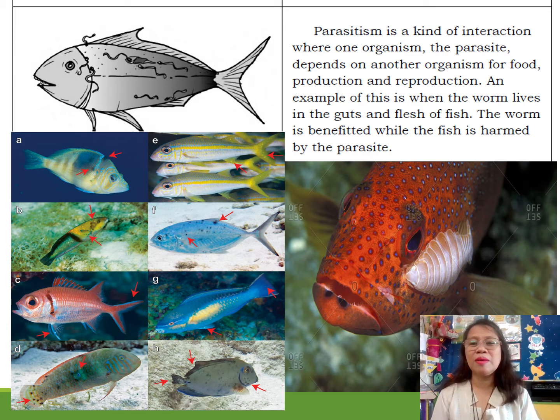Now, the parasite depends on another organism for food, production, and reproduction. An example of this is when the worm lives in the guts and flesh of fishes. The worm is benefited while the fish is harmed by the parasite. O napagila mga lain-lain nga mga isda. Kung baga kung sa tao na igikuto, ang isda na sa dainan na mga worm-like animals or worms, small worms, nga naa nag-ubay-ubay sa iyang lawas. They are parasites. Permi ko na makakita sa isda nga orange, sa guts or sa gills, parasite din na siya.